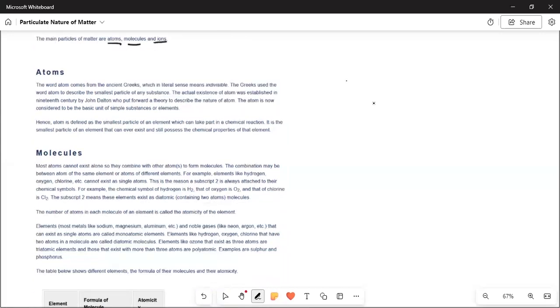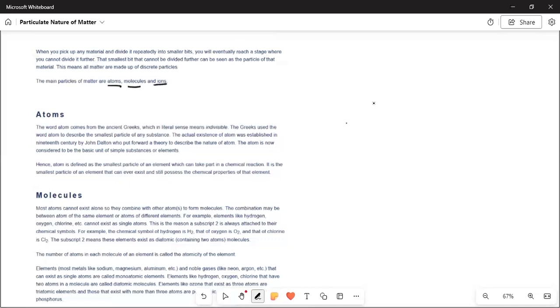Now we say that the smallest particles of any matter or any substance could be a molecule also. And what is a molecule? Most atoms cannot exist independently. And we say that atom is the smallest particle of an element. There are some elements that cannot exist as an atom. That is, they have to combine two or more atoms before they can exist.